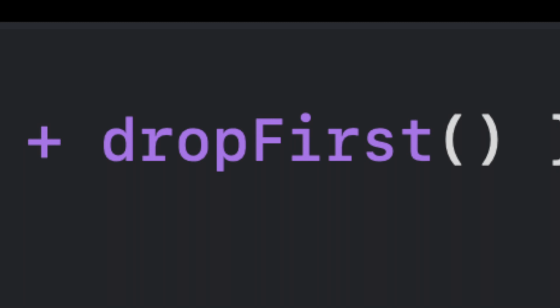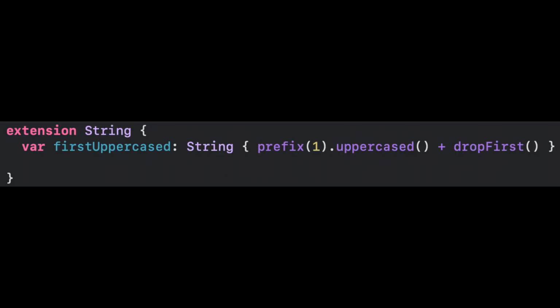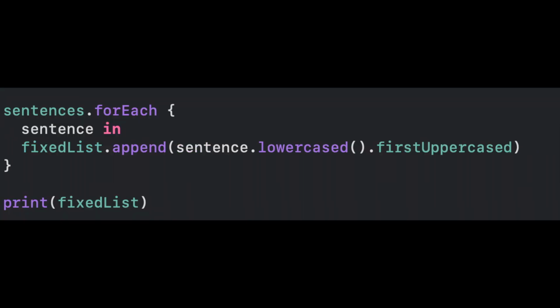And now dropFirst. So dropFirst does as it says and removes the first character in the string, but also importantly leaves the rest. I concatenate the results of both these operations together, and this gives me the intended final result, which is a capitalized word. I then loop through the list of sentences, and for each sentence call this property with the lowercase function. Notice how I call the lowercase first, so the capitalization can then be corrected after.